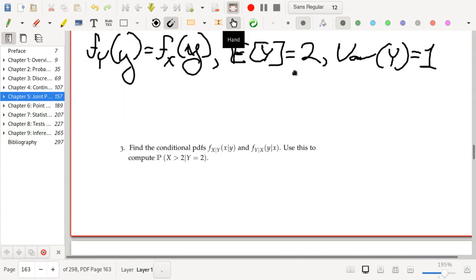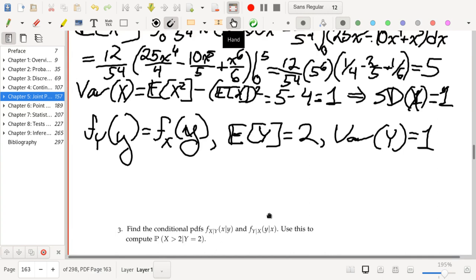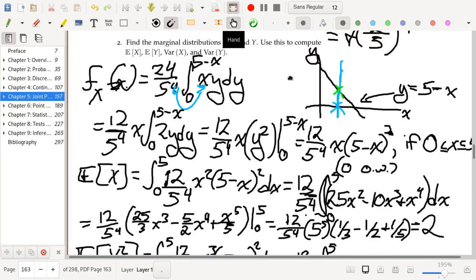Moving on. Ooh, look at that page. Covered in math. So much math.